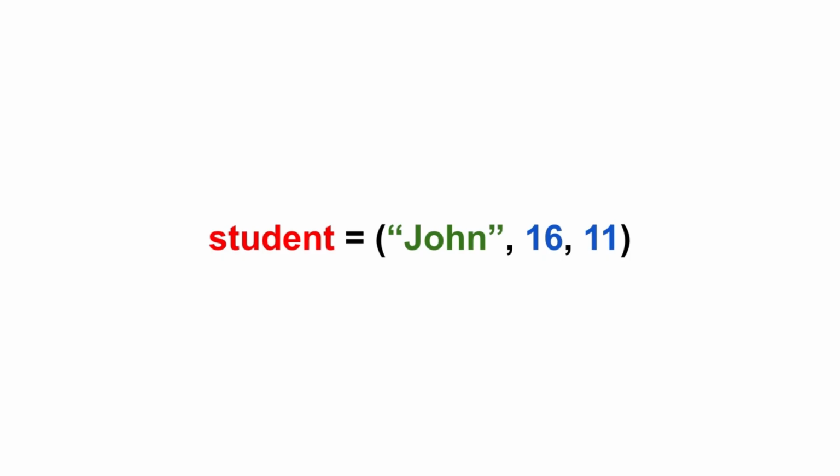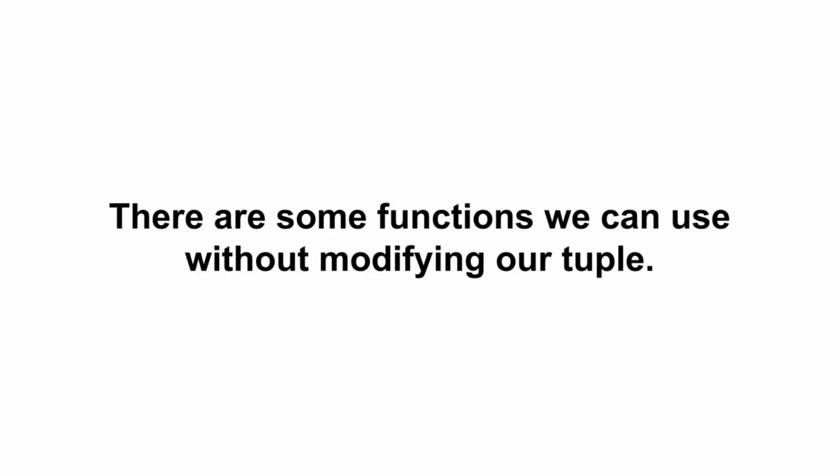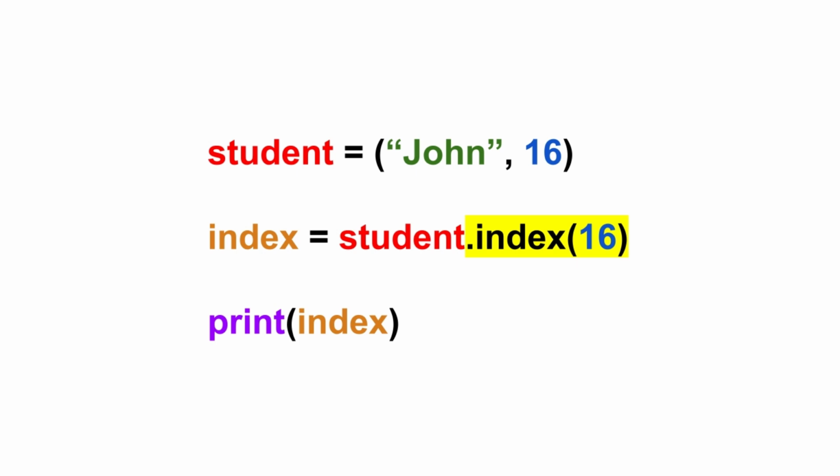We now know that a tuple is ordered and permanently fixed, so we can't ever add, remove, or modify our tuple in any way by using their functions. But there are some functions we can use that will not modify our tuple. The first example is the index function. It finds where an item is according to its index.